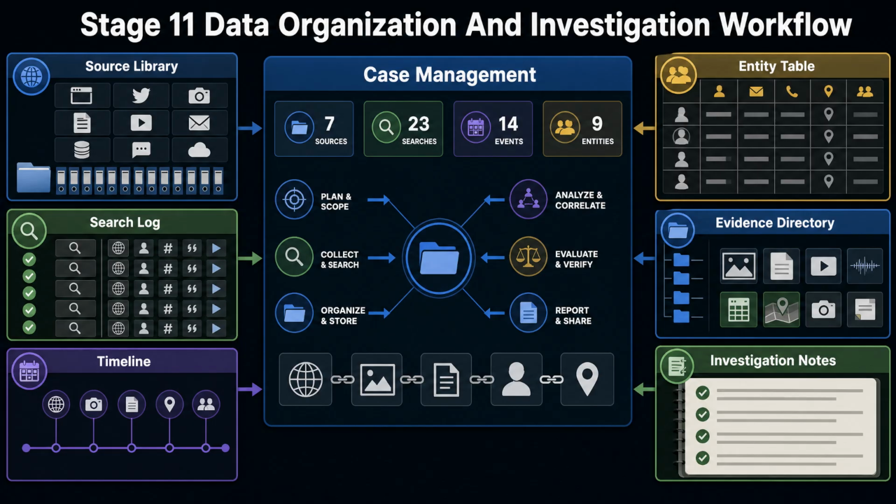Stage 11 may sound less exciting than image verification or account tracing, but it is the backbone of serious work: organization. Imagine collecting 40 links, 12 screenshots, 6 profiles, and 3 timelines. If everything sits in one folder with names like final2.png, you will not trust your own work a week later. So we build source libraries, search logs, timelines, entity tables, evidence directories, notes, and case management habits. It is not bureaucracy. It is how your future self can still understand your past investigation.